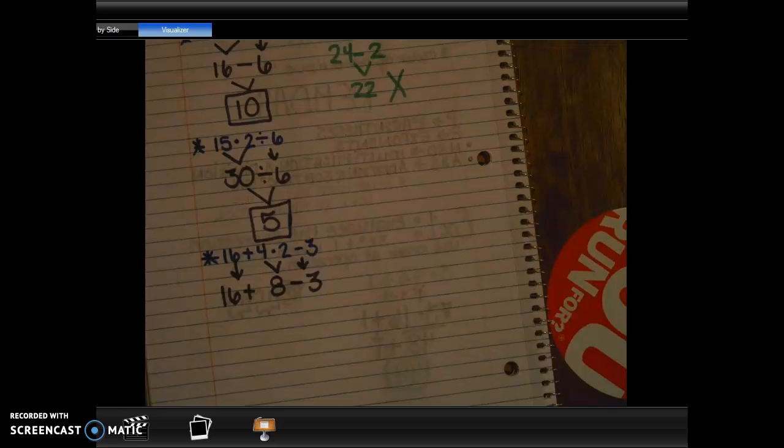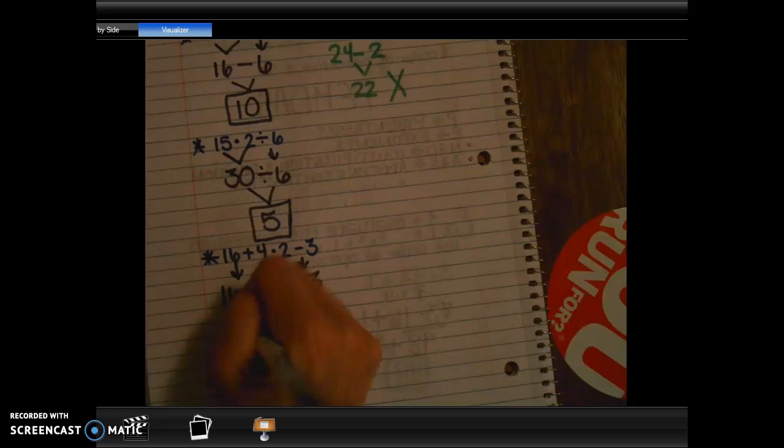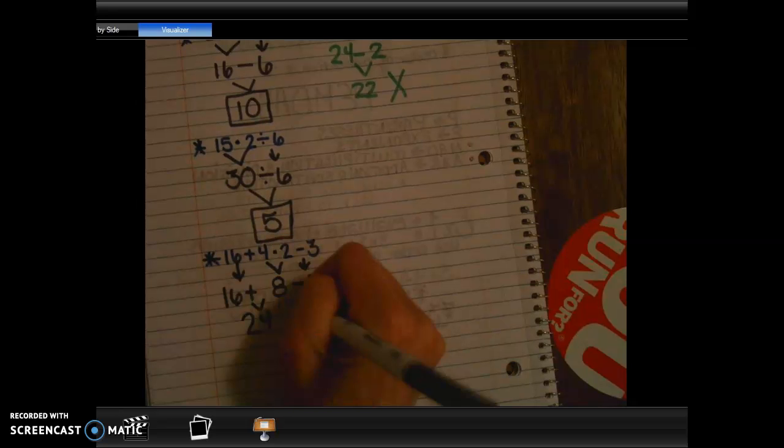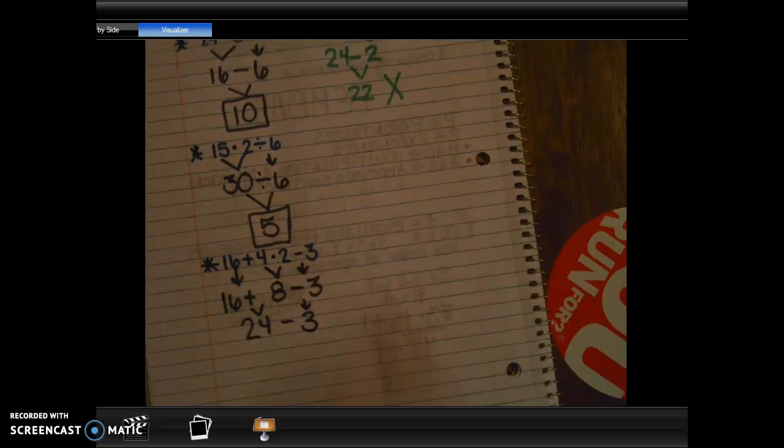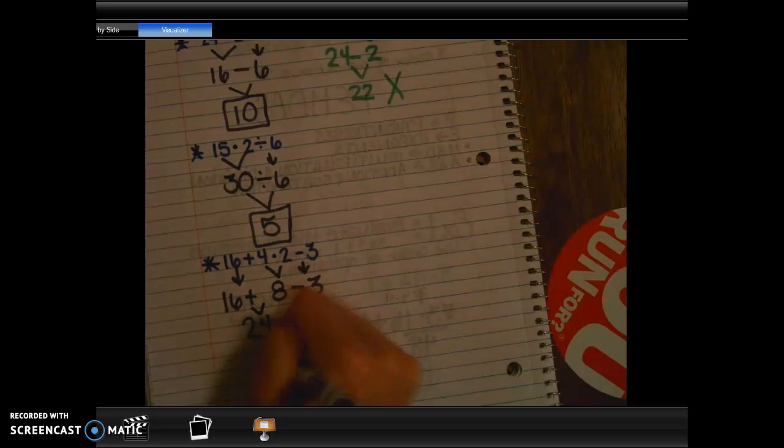We have addition and subtraction. We need to work from left to right. So let's think. Okay, well, what is 16 plus 8? That is 24. Bring down what we have left. Okay, and then what is 24 minus 3? 21.